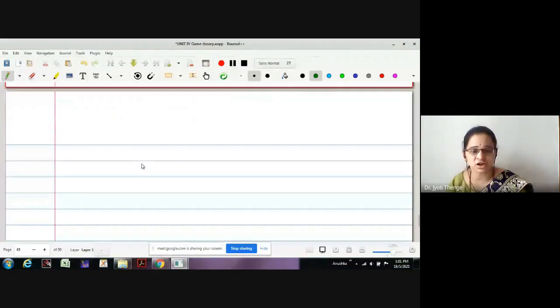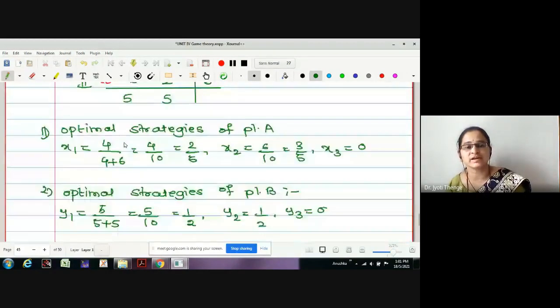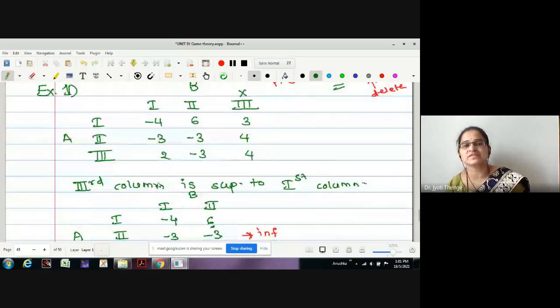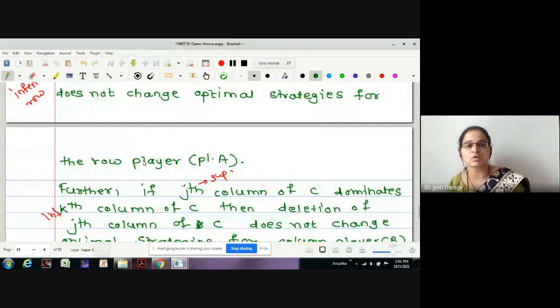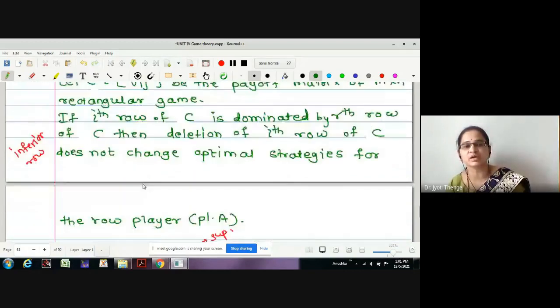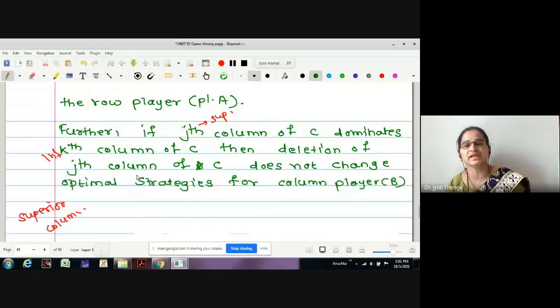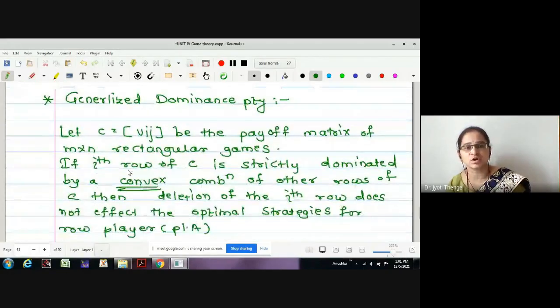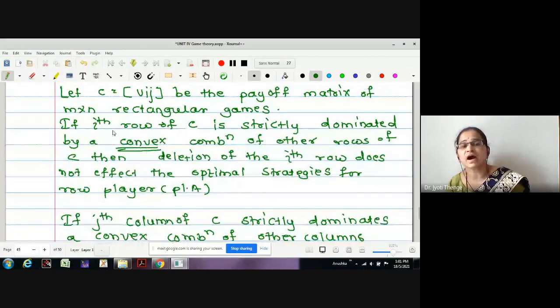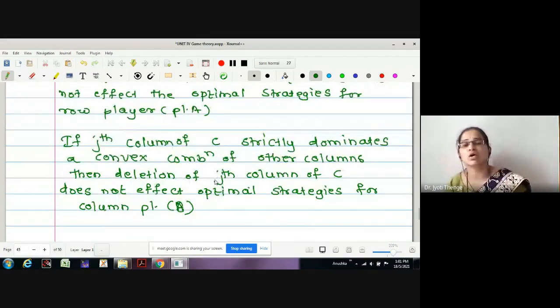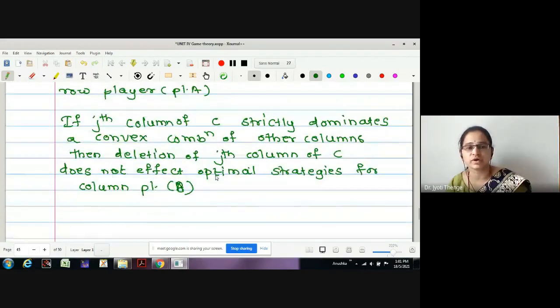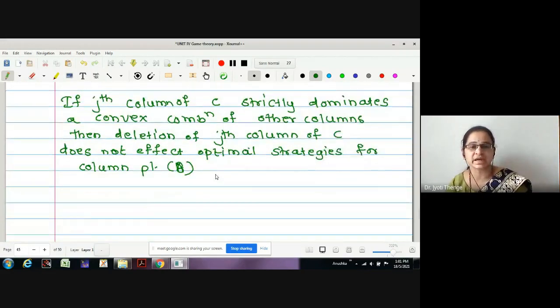Okay, now let me explain that generalized property. What the generalized property says? Here both the examples we have seen by the dominance property itself. Dominance means directly if one row is going to dominate other, we were deleting the inferior row. If a column dominates other, we were deleting the superior column. But in generalized dominance property, it told us that if the ith row is dominated by the convex combination of other rows, then also the ith row is deleted, that is inferior. And if the jth column dominates the convex combination of other columns, then the superior column is again deleted.